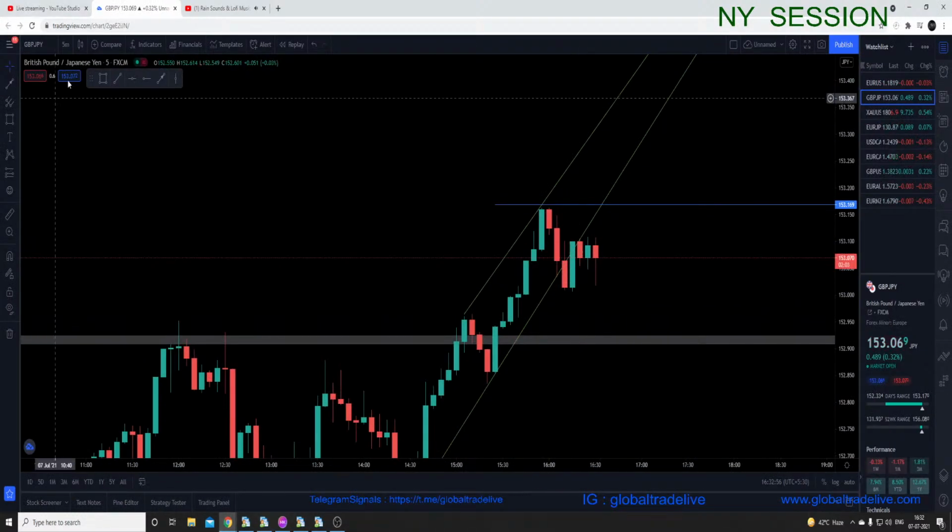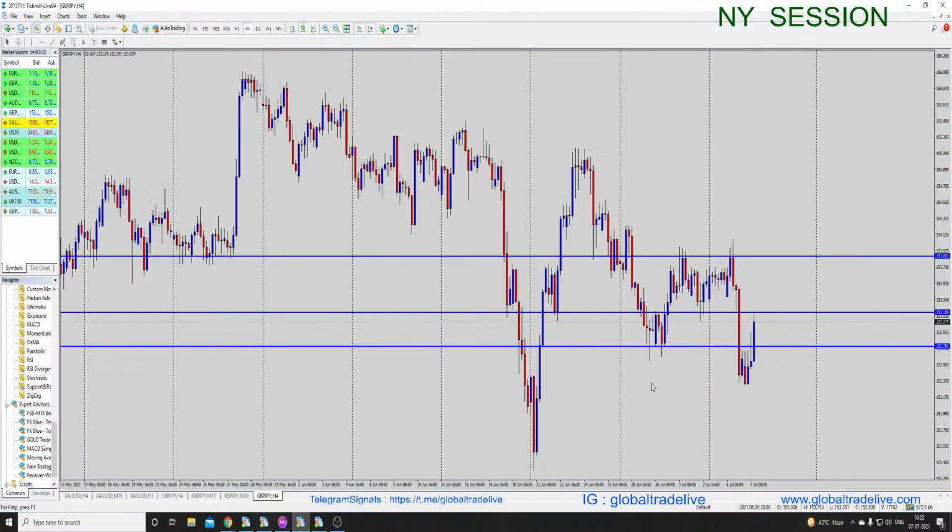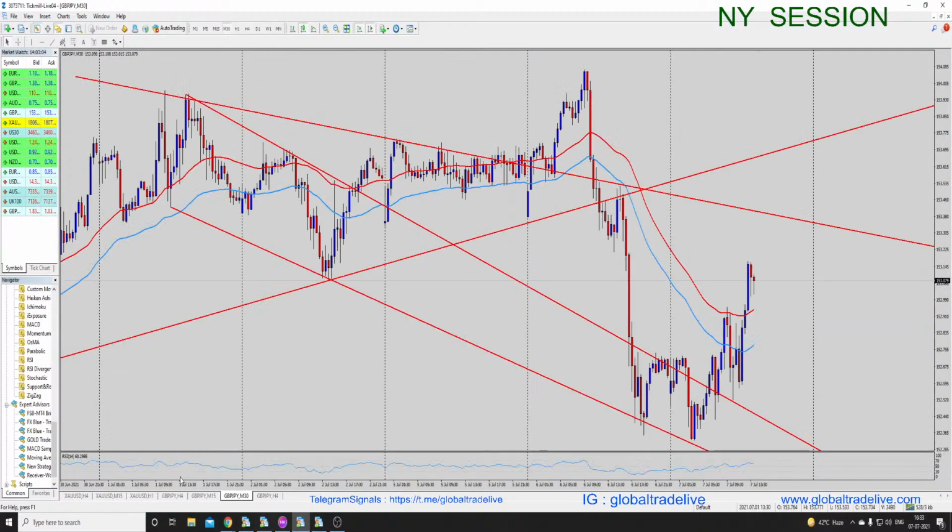Oh, nice. Now it's rejecting that area. Let's open this thing over here. So now the current 30-minute candle is respecting the previous 30-minute candle's low over here. And if the current 30-minute candle breaks the high of the previous 30-minute candle, then I'll be taking a buy trade.